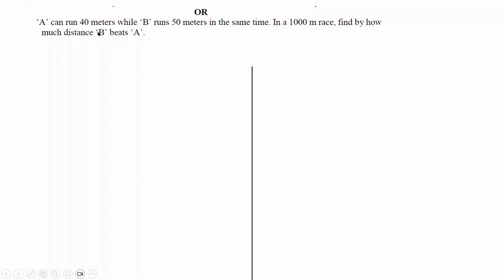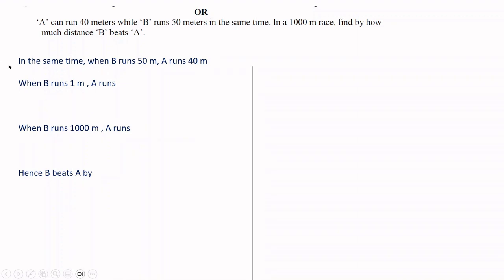A can run 40 meters while B runs 50 meters in the same time. In a 1000-meter race, find by how much distance B beats A. So, here when A runs 40 meters, B can run 50 meters. We have to find in a 1000-meter race how much distance B beats A. So, B is able to run faster than A. As a result, B will beat A.